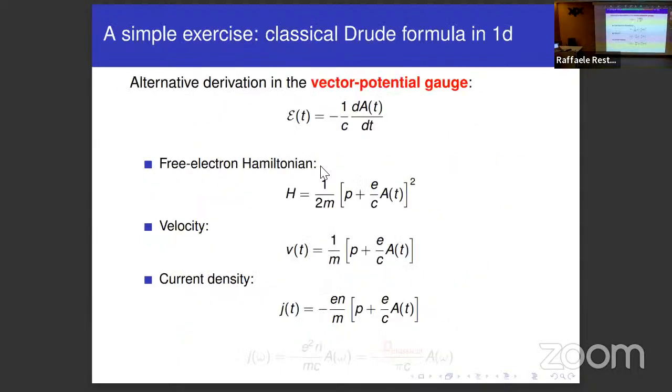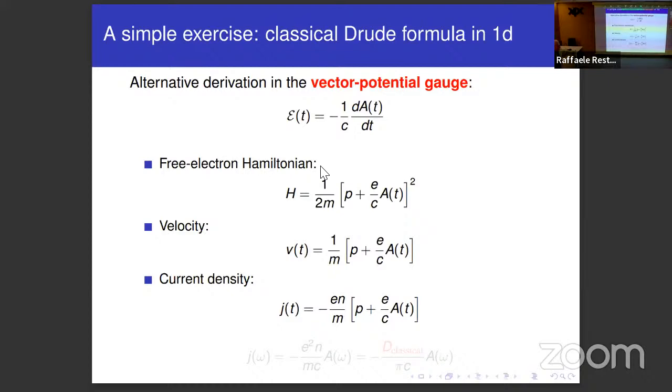Now, I take an alternative definition. In Newton's equation of motion, you have explicitly the fields, electric field or even magnetic field. In the Schrödinger equation, you don't have the fields. You only have the potentials. You have to choose which potential. So you don't have a gauge-invariant formulation of the Schrödinger equation. You have to choose vector potential, scalar potential, and solve with that potential.